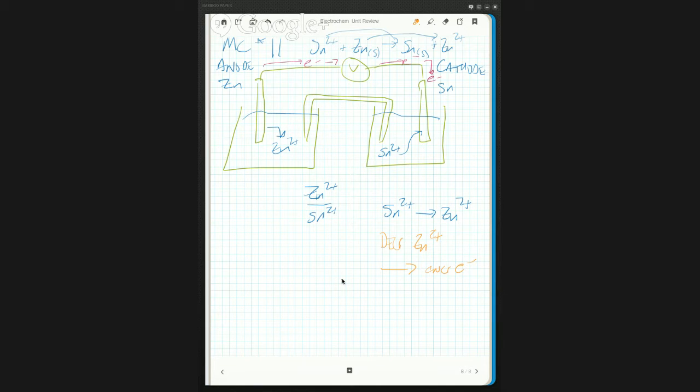Let's say we could decrease the zinc 2 plus. We could increase the tin 2 plus, which will also push it and increase our electrons. So any condition, in this particular case, that's going to increase the E naught, whatever's going to push the reaction this way, could be the addition of tin 2 plus or the removal of zinc 2 plus.